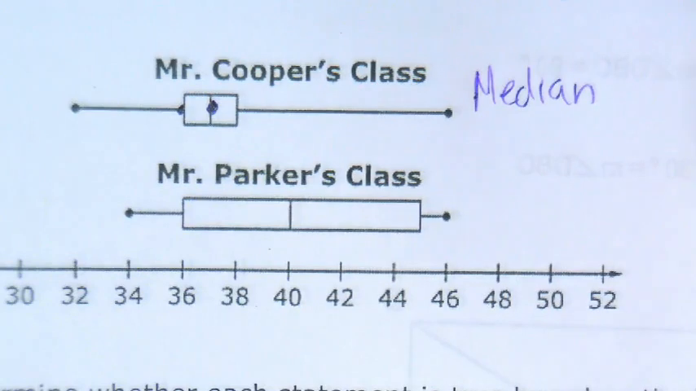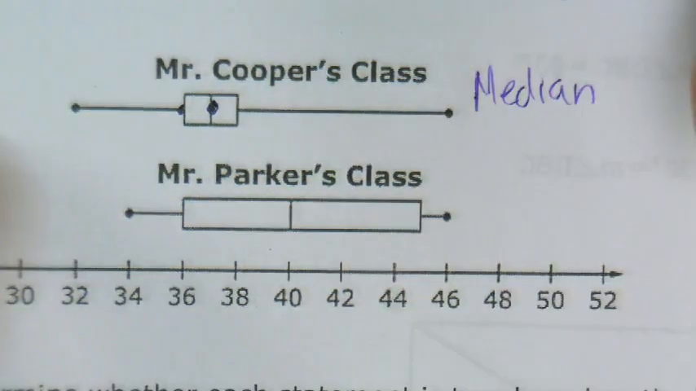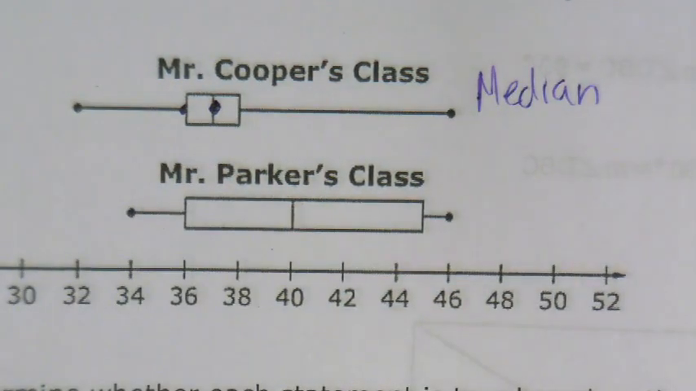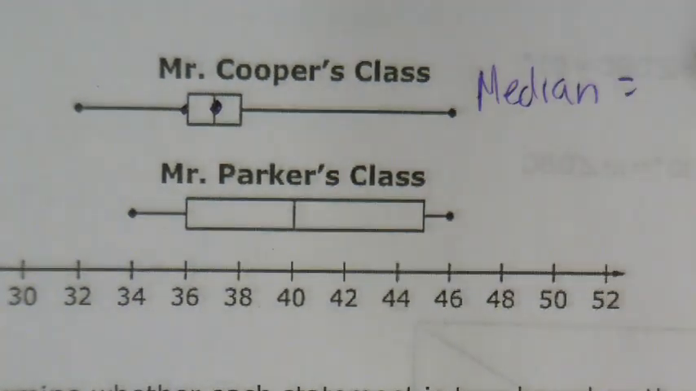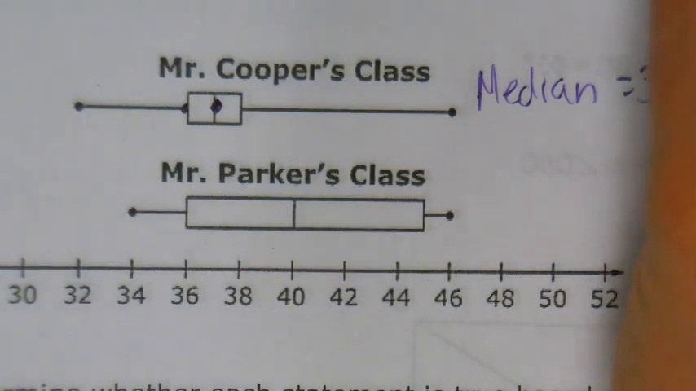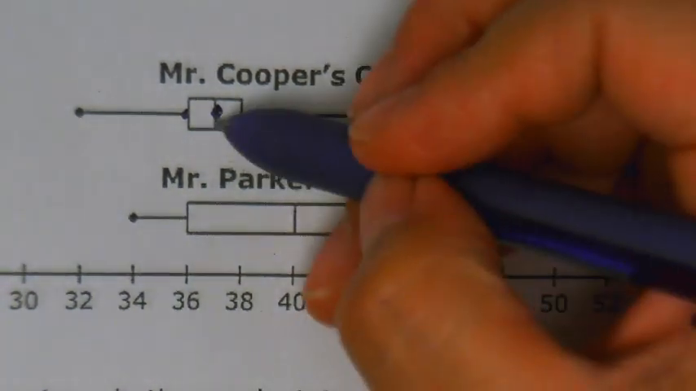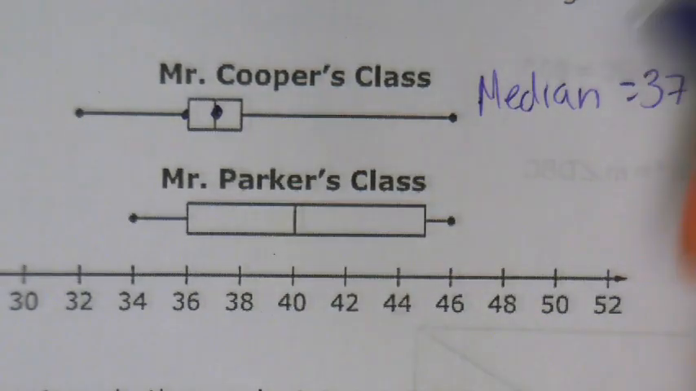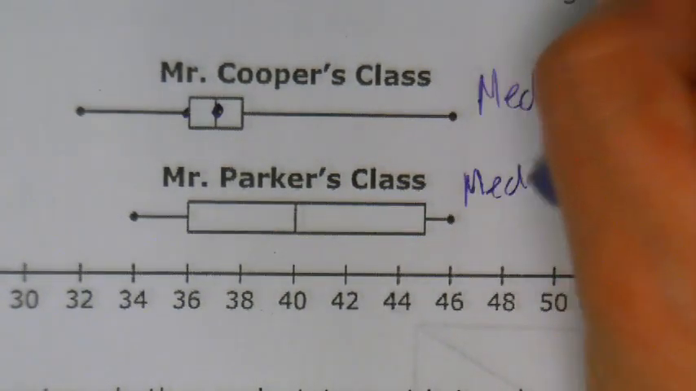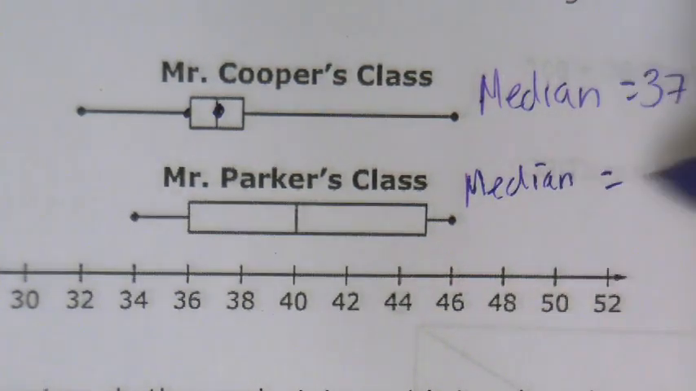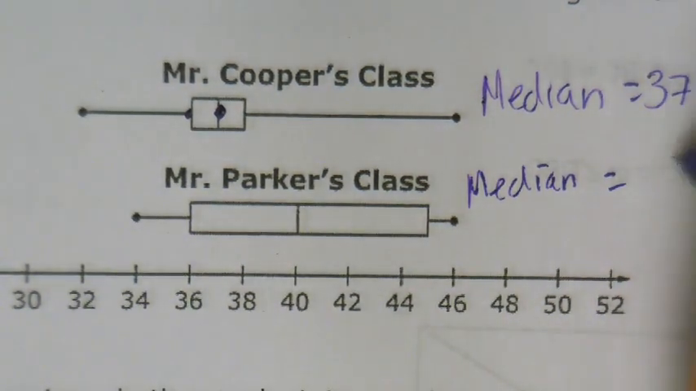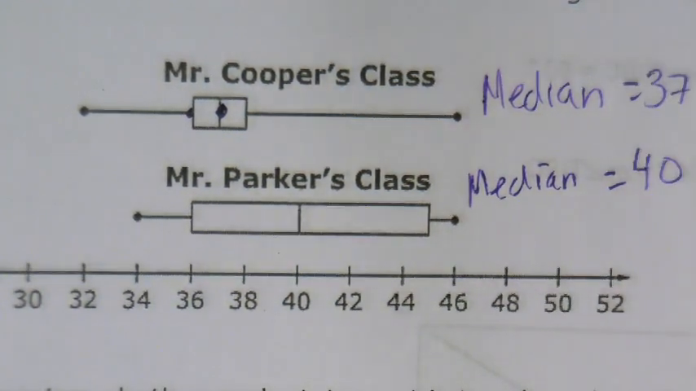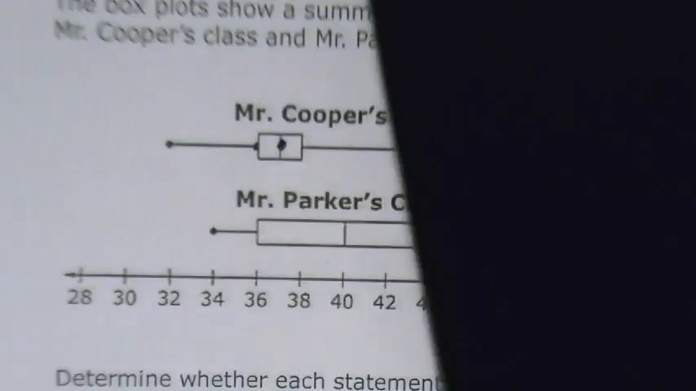Right? So, what would be the median for Cooper? Draw your little line. What would it be? 37. Yeah, because it's right in the middle. What is the median of Parker? 40. Okay, do we all see that? Okay, so far the math, pretty easy, right?